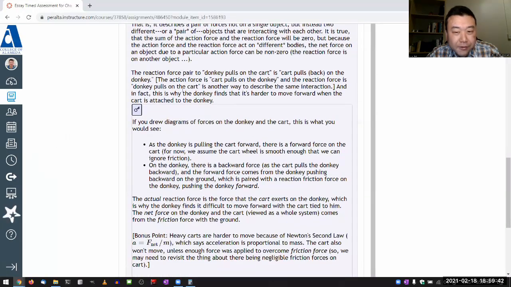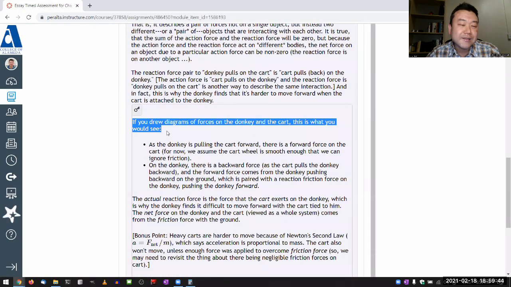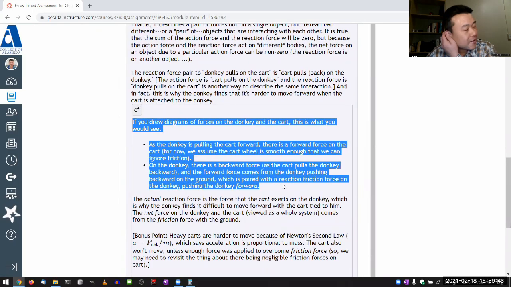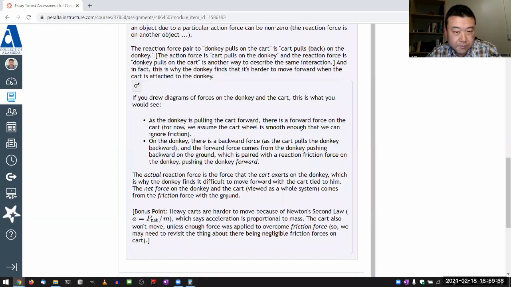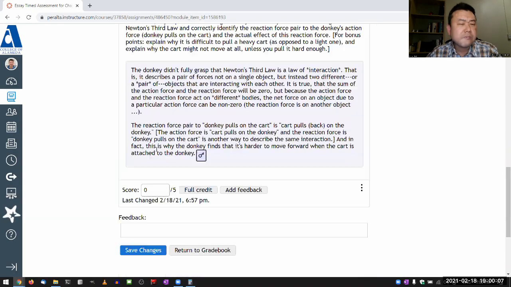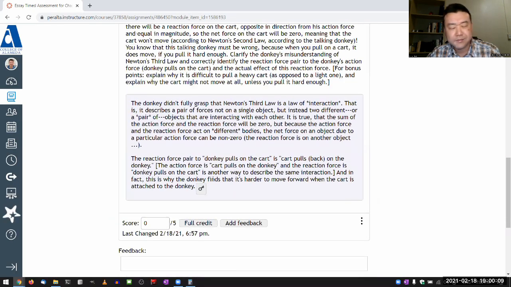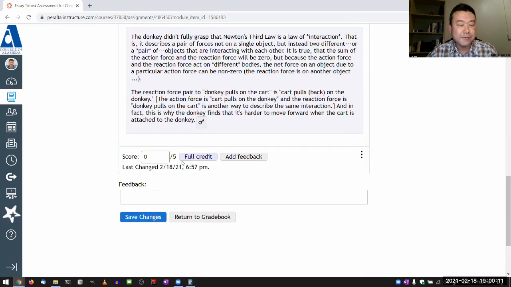I think this answer key says this because I'm still thinking of the one version in the diagram. But it says the actual reaction force is the force that the cart exerts on the donkey, which is why donkey van. Yeah. Why doesn't the answer key explain what the donkey's misunderstanding is? I might have to rewrite this. But it's fine. I don't think it's relevant. So I'm giving you full credit.